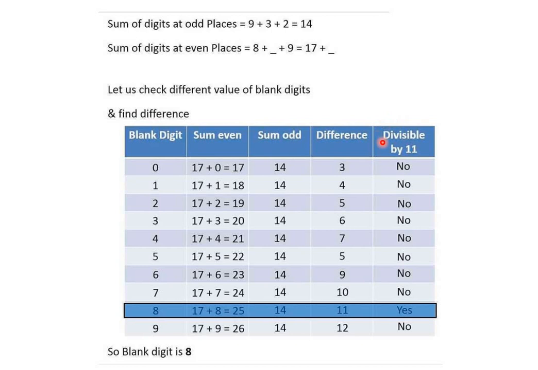Now for the test of divisibility of 11, what we need at the difference answer? We need 0 or a multiple of 11. Here neither 0 is there nor a multiple of 11 is there. So we can say that this is not the correct figure. That means this is not the correct digit for the blank. So we will write no.